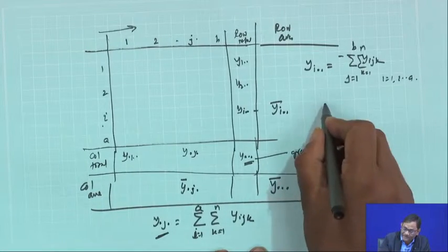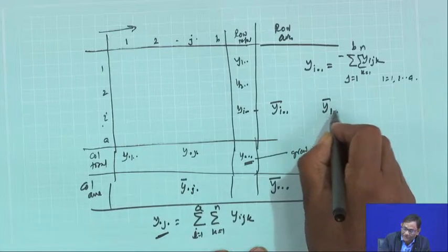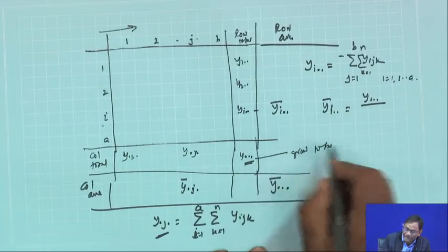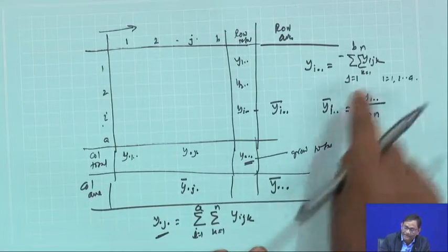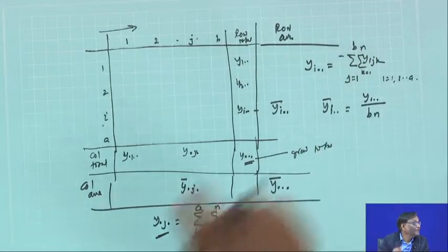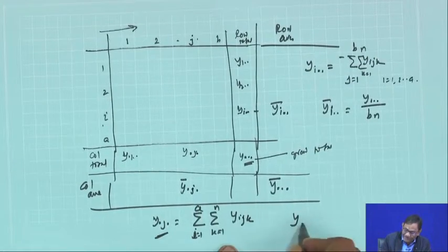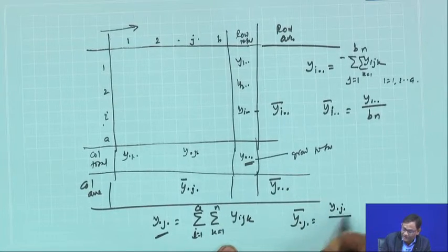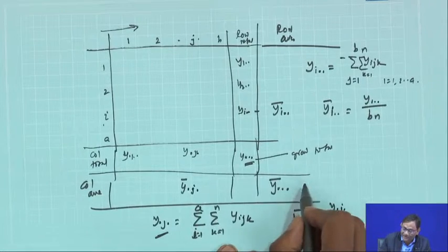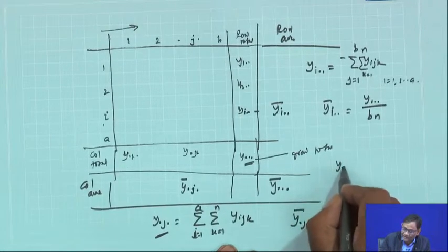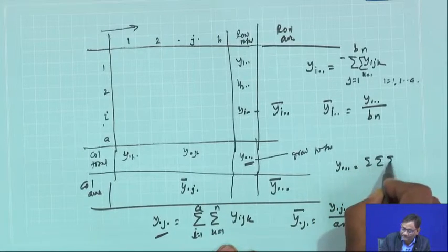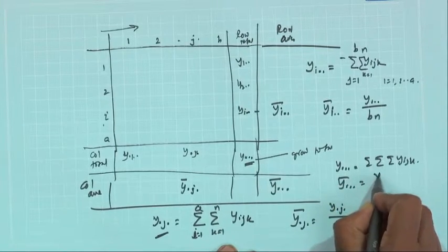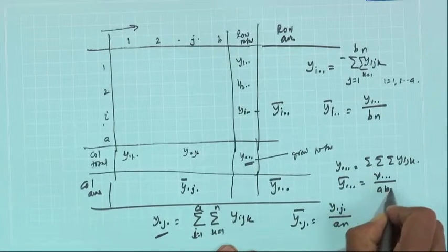Now, what will be the average? The row average y_i.. average will be y_i.. total divided by b times n. The column average will be y_.j. divided by a times n. And the grand total will be the sum of all y_ijk, and the grand average will be the grand total divided by a times b times n.